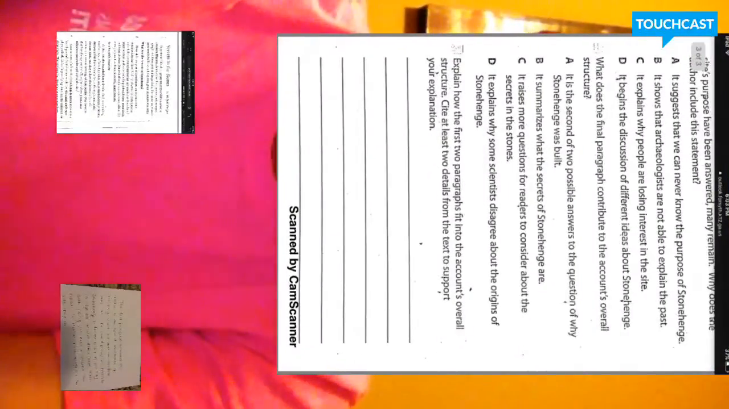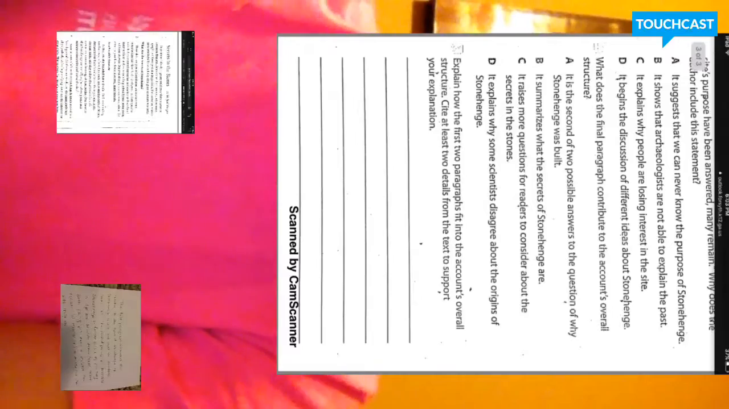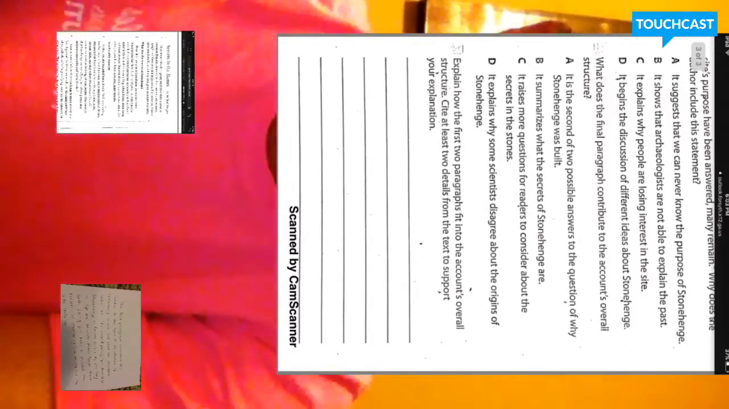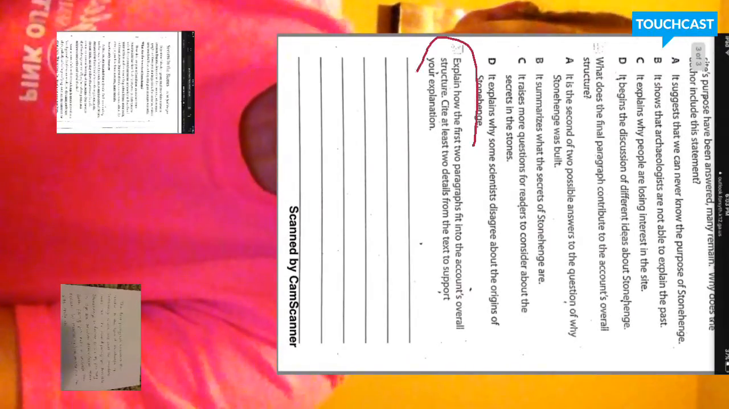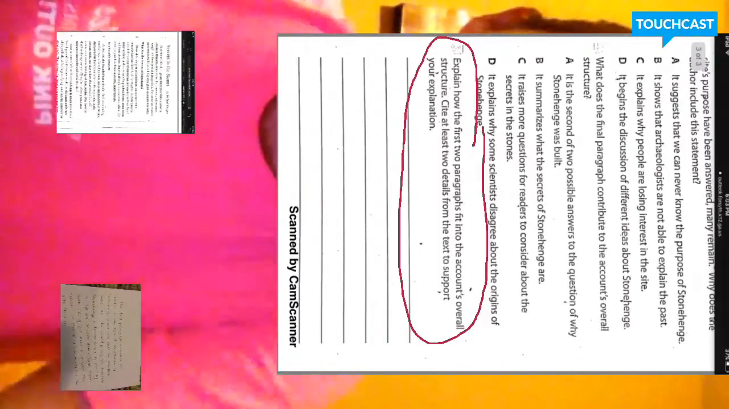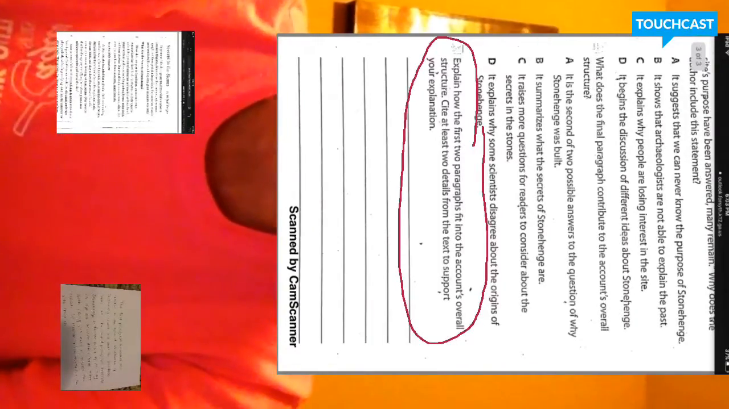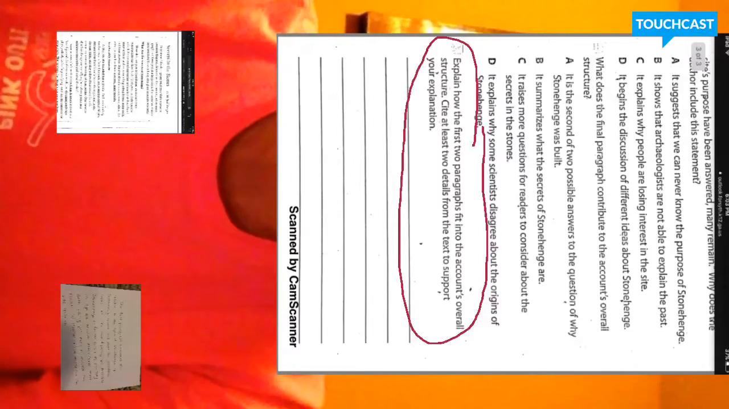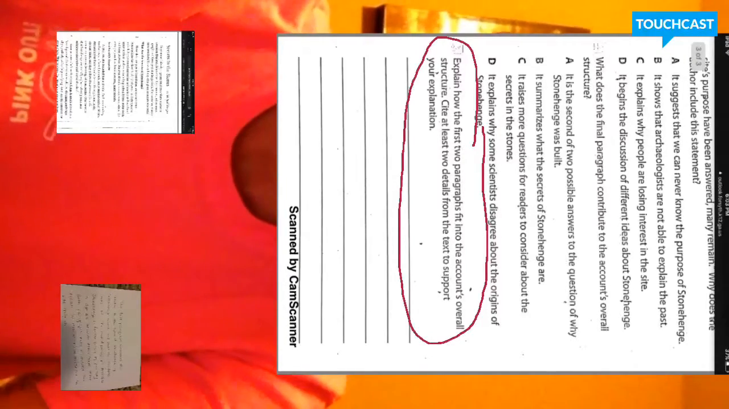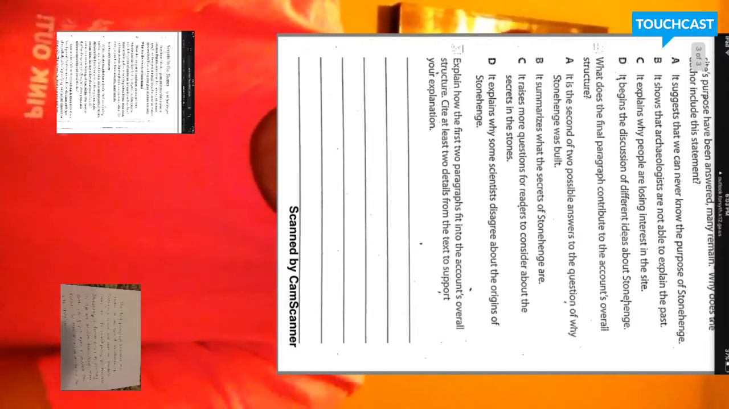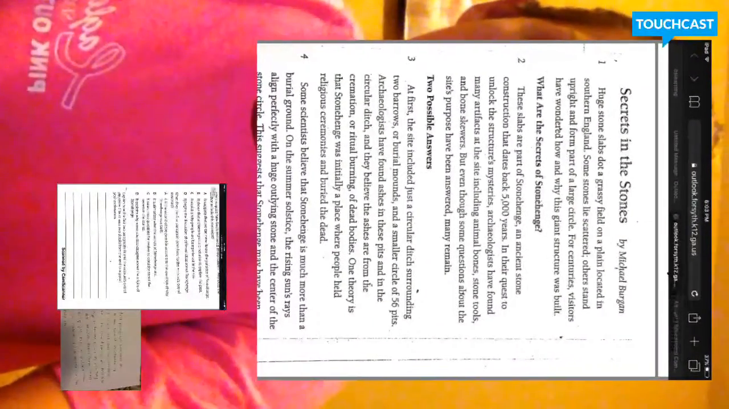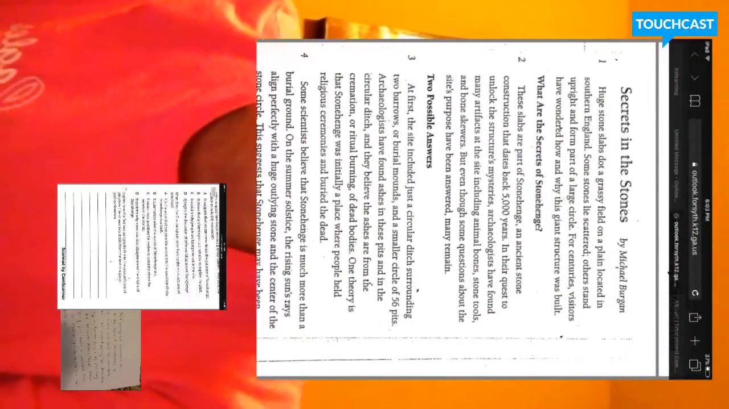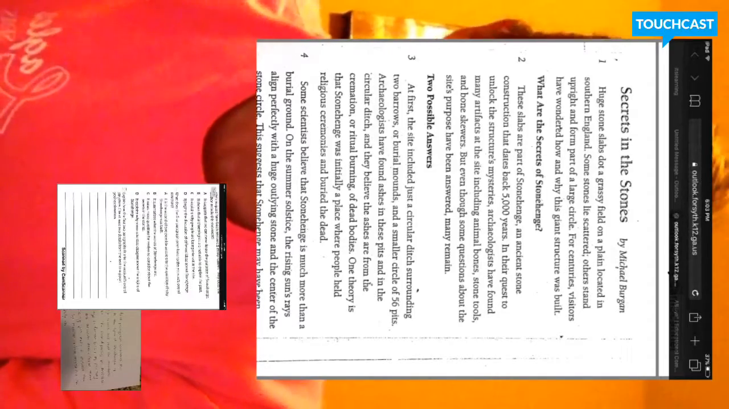Another question that might be asked right here is similar to this one, and this is going to be very close to what your constructed response question will be like. It asks you to explain how the first two paragraphs fit into the account's overall structure. Cite at least two details from the text to support your explanation. In order to do that, it's very important that I, of course, go back to my passage and look at those first two paragraphs.